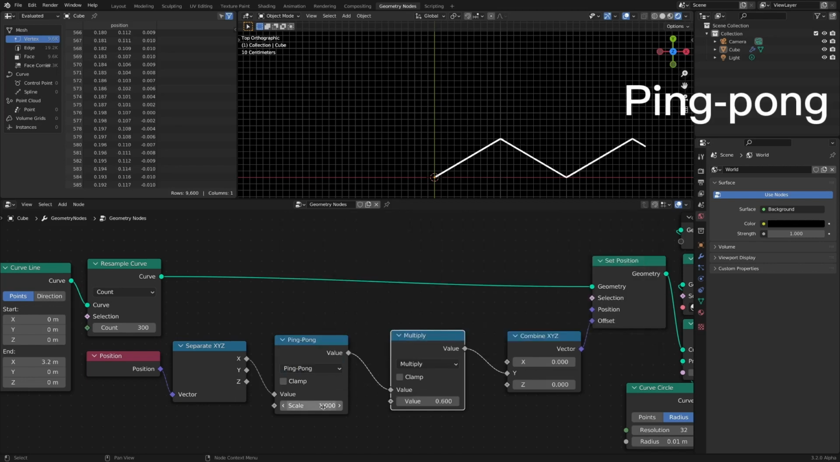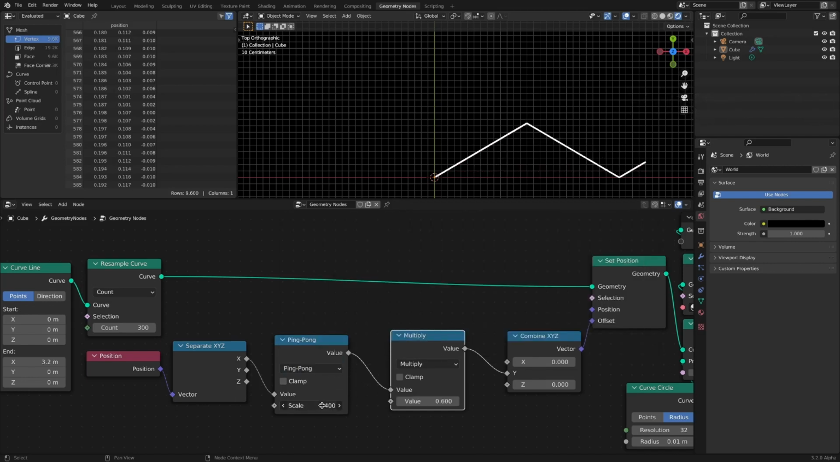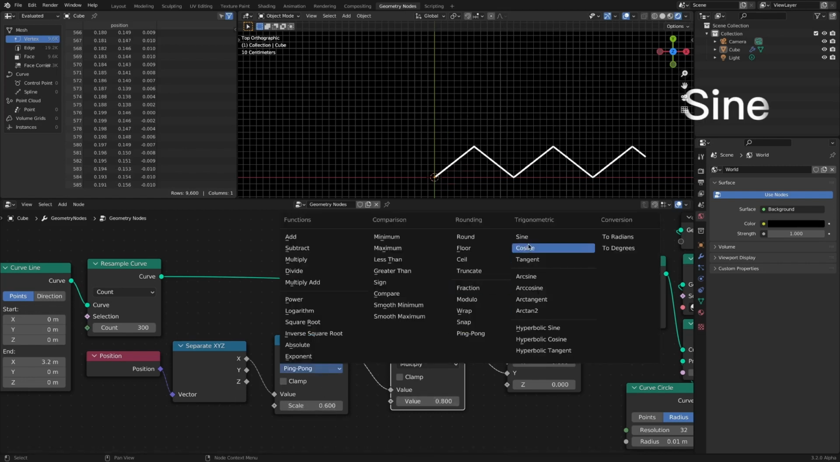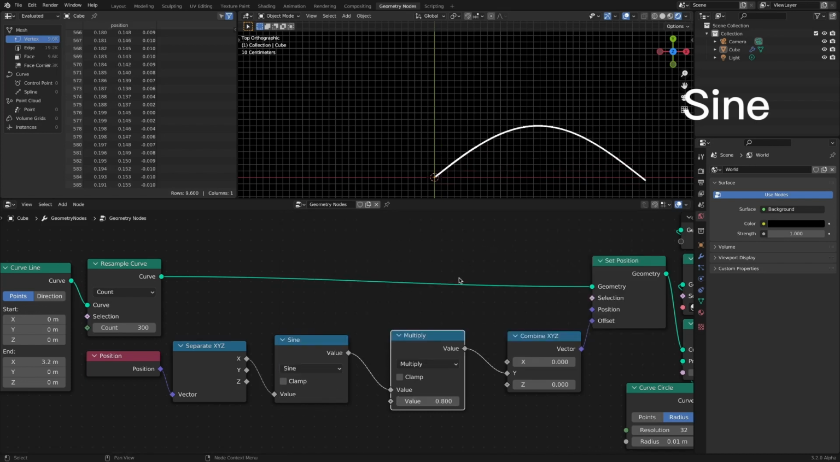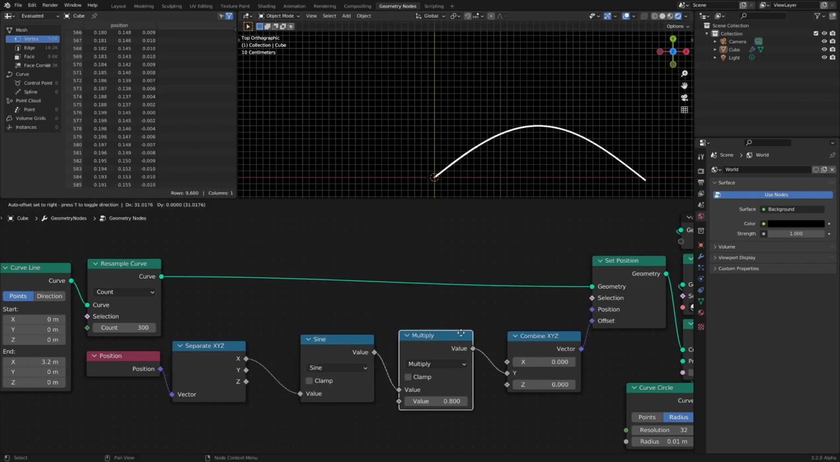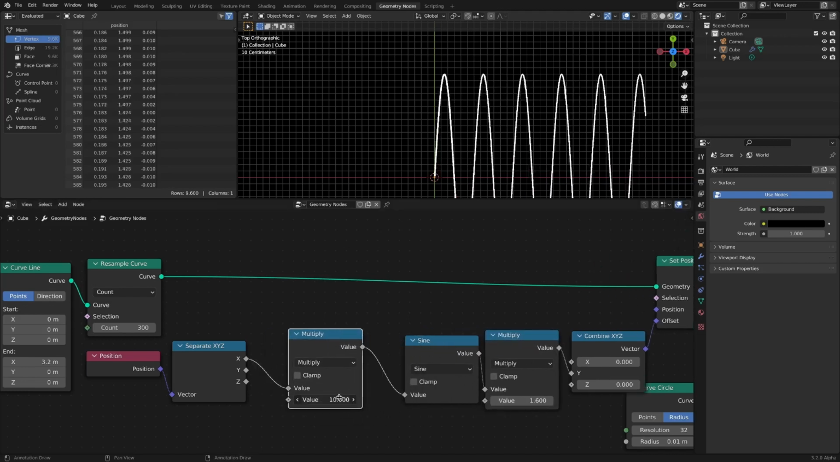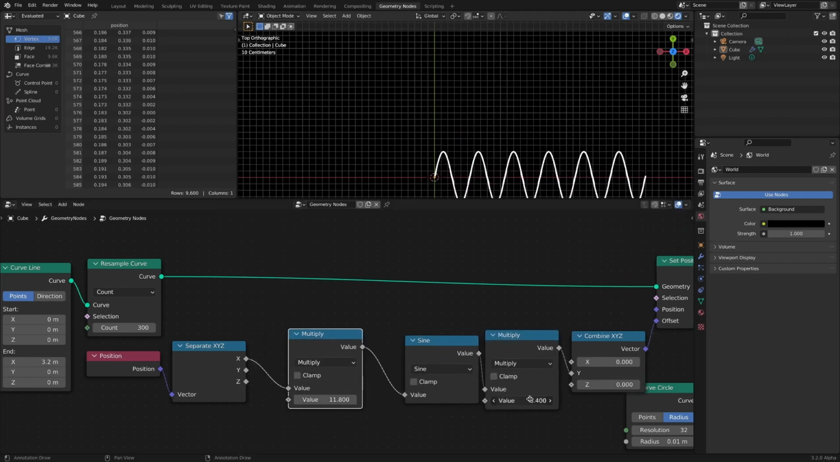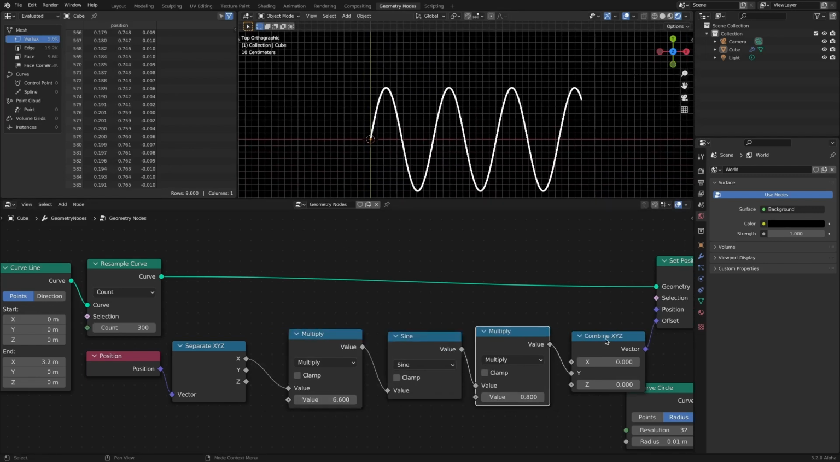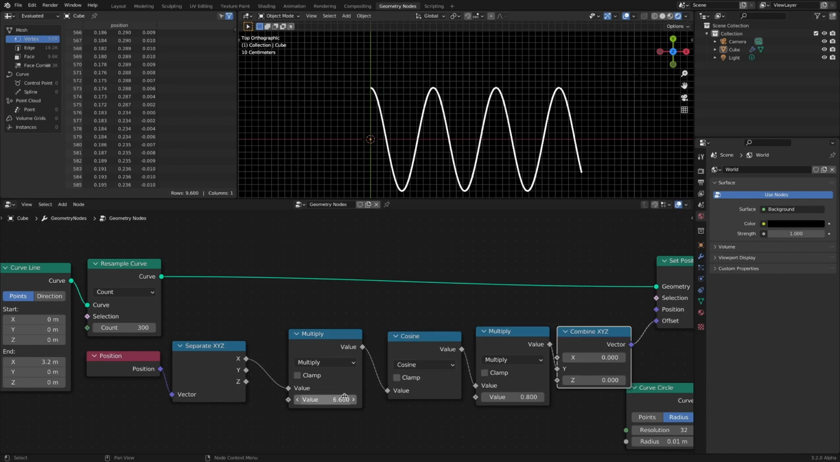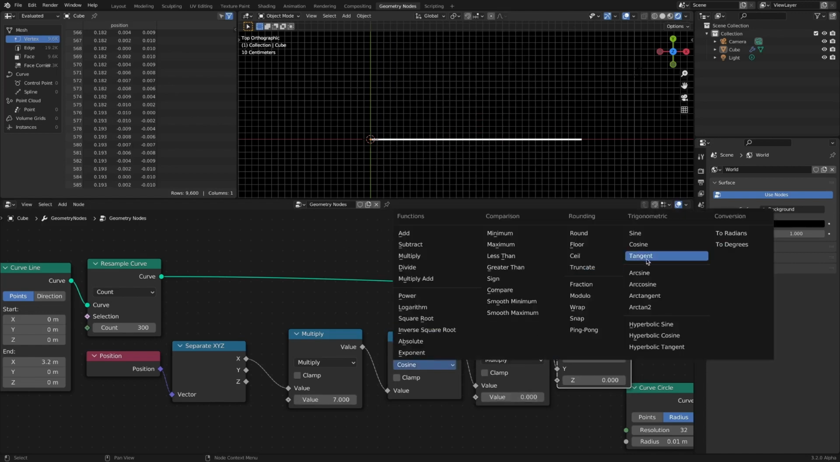This is ping pong mode. This is sine mode. By prepending the multiply mode to sine, you can control the frequency. Cosine. Tangent.